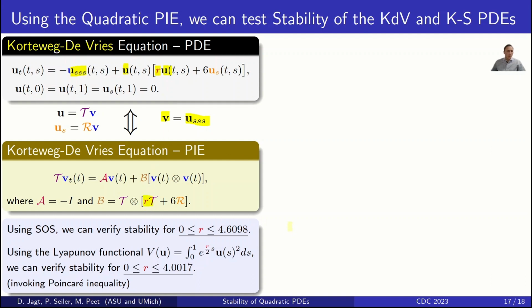PI representation. And then using the sum of squares approach, we can verify stability in the PI representation for any value of this parameter R smaller than 4.6098. Actually, using this fairly simple Lyapunov function, we can verify stability analytically for any value of R smaller than 4.0017. So clearly, this analytic result is conservative, but it's unclear how accurate our numerical result over here then is.